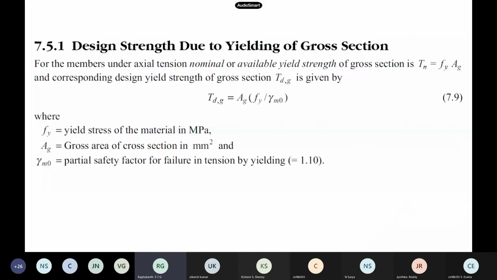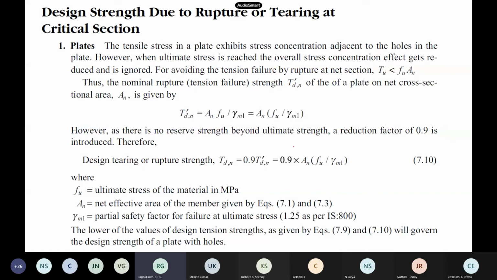Okay, so finally, design for yielding of the cross section. This is the formula. All of you know it. Why do we use Fy also? Because of the limit state of serviceability. Then this is the rupture. This 0.9 times An into Fu by gamma M1 has to be used to find out the tearing. And the net area calculation is the challenge. If the bolts are staggered, you have to study a lot of patterns and then estimate this. And if it is an angle section with both legs connected, I already showed you.